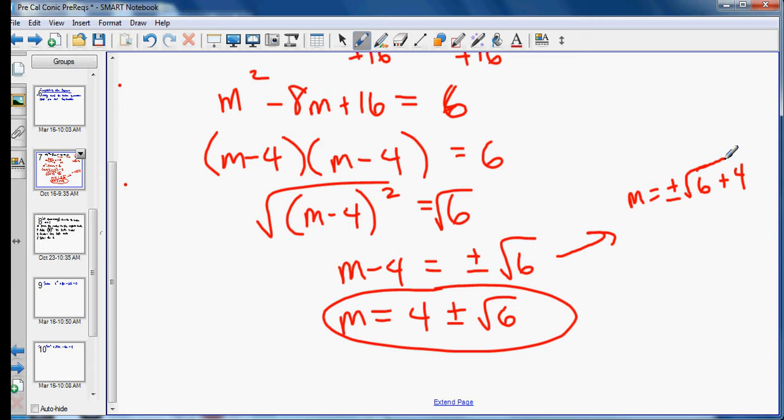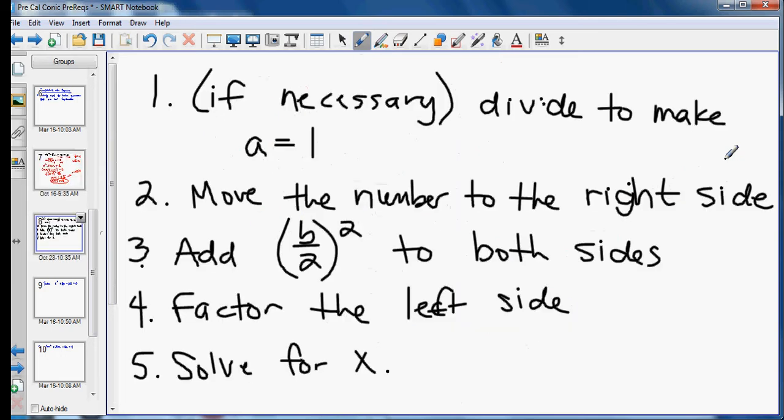Now here are the steps for completing the square. Step number 1. If necessary, divide to make sure a, being the coefficient in front of the squared term, is 1. So in our previous example, it was the m squared. So a is the coefficient in front of the squared term.